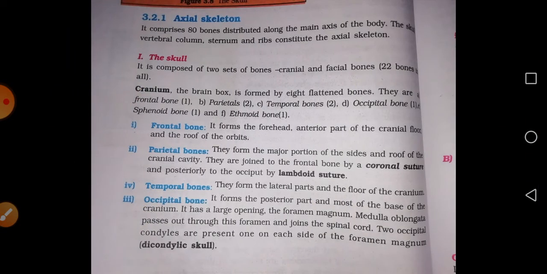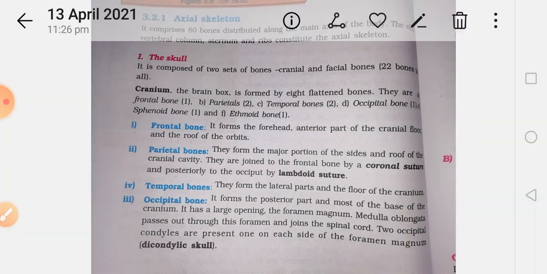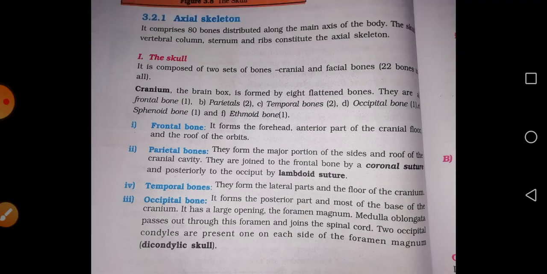The axial skeleton comprises 80 bones distributed along the main axis of the body. The skull, vertebral column, sternum and ribs constitute the axial skeleton. The main axis of the body is nothing but the vertebral column, like the spinal cord we can call it. At the end of my video I will show the muscles and ligaments, and the vertebral column, thoracic, lumbar, everything.